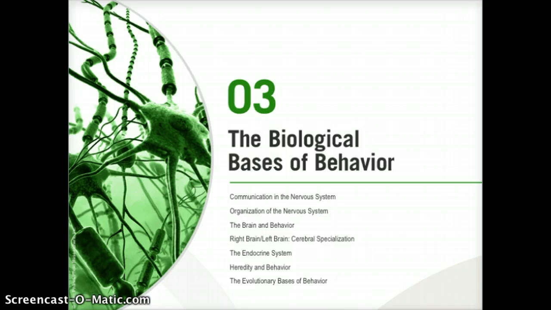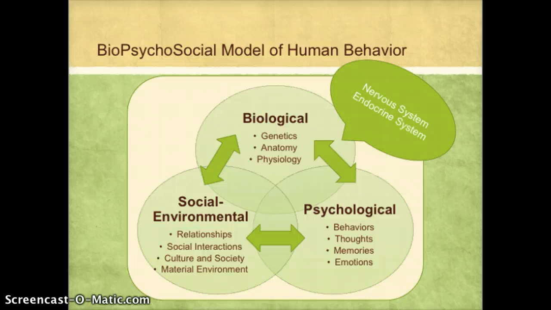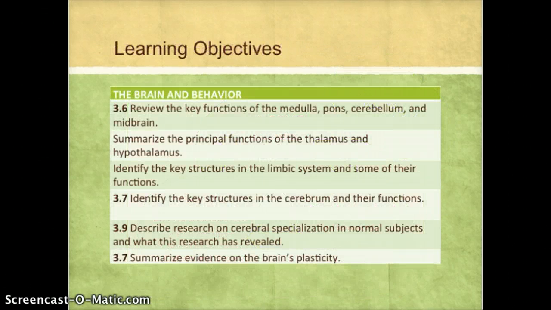Chapter 3, The Biological Bases of Behavior. In this particular video, we'll be focusing on the brain. In Chapter 3, we're looking at the biological piece of the biopsychosocial model of human behavior, focusing specifically on the nervous system and the endocrine system. In this video, we're going to continue this by discussing each area of the brain and the key functions in that area.